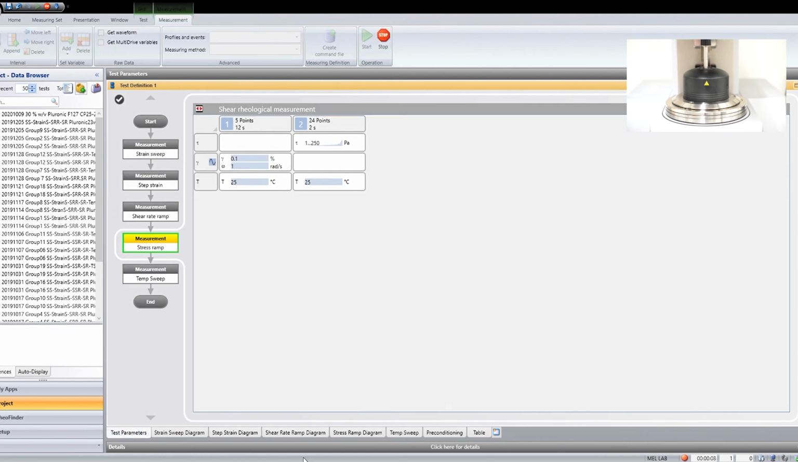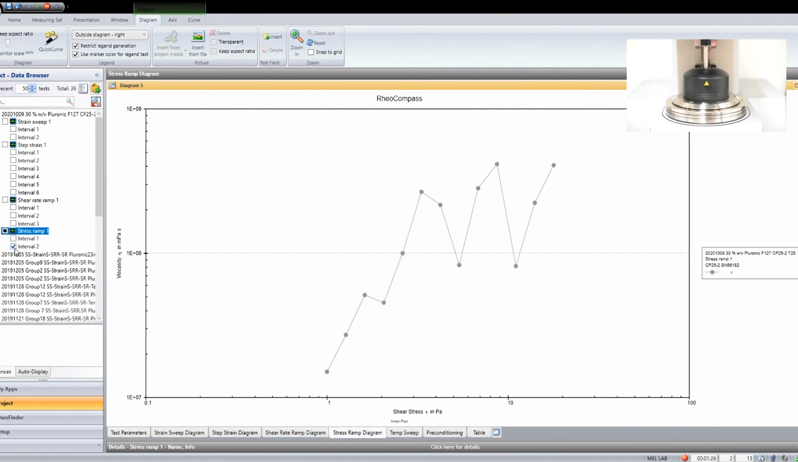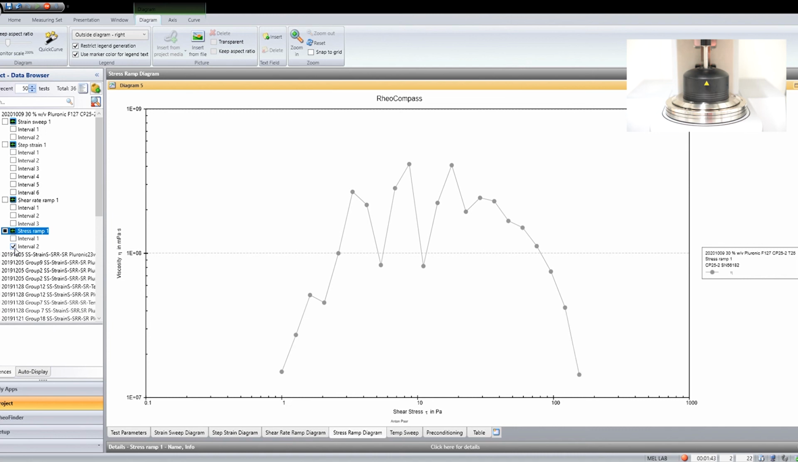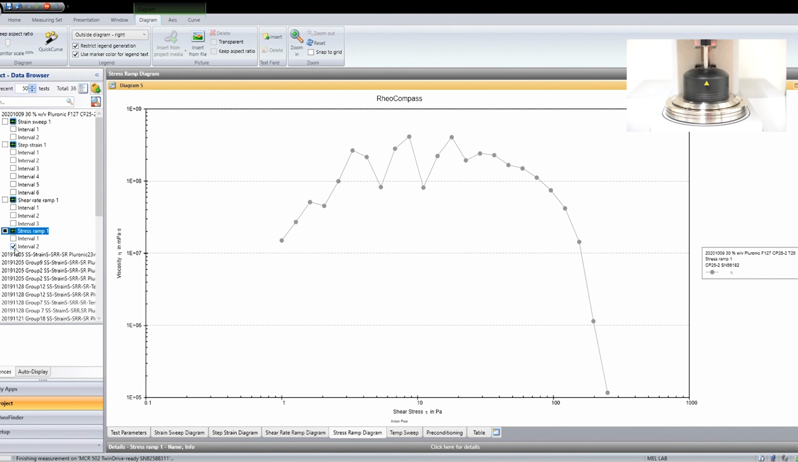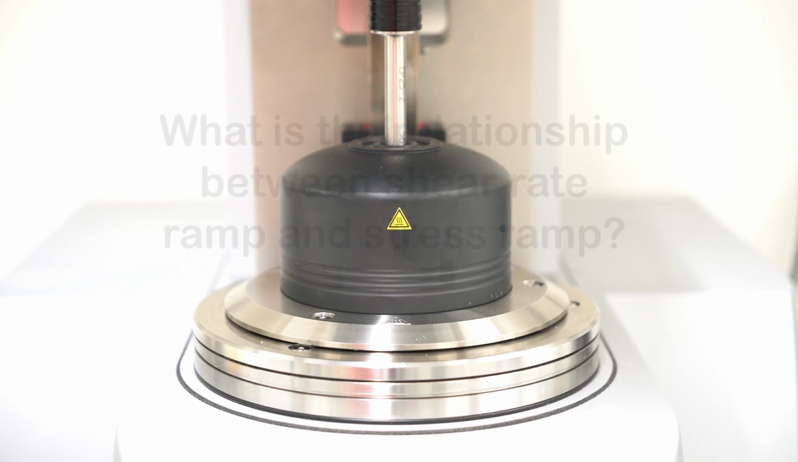Next, we move to a stress ramp, where we don't control the velocity of deformation, but the stress with which we deform the material. We know that Floronic has a yield stress, which means that the material starts to flow only once the stress has been overshot. What is the relationship between the previous measurement, or how do we express and relate shear rate ramp and stress ramp?